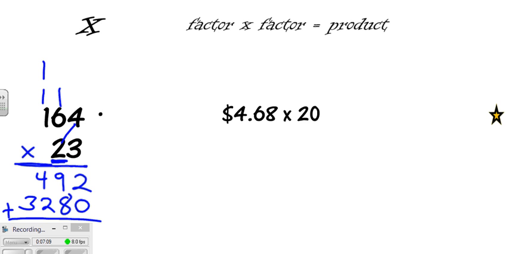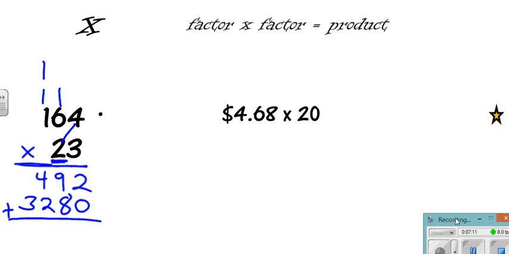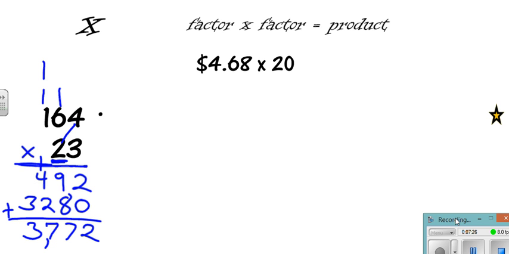And we come away with this idea. Let me move this out of the way. And then, of course, we can follow through with our addition to get us a final answer of 3,772.